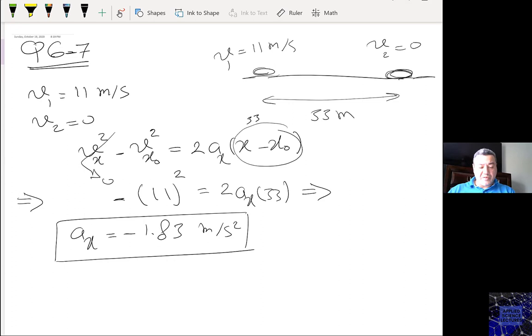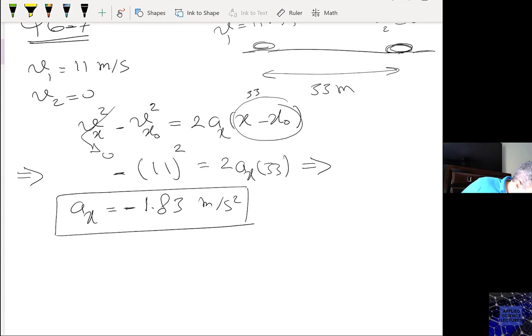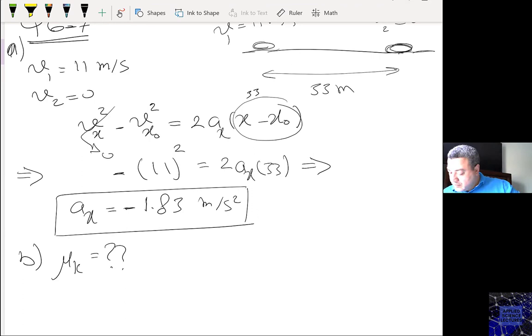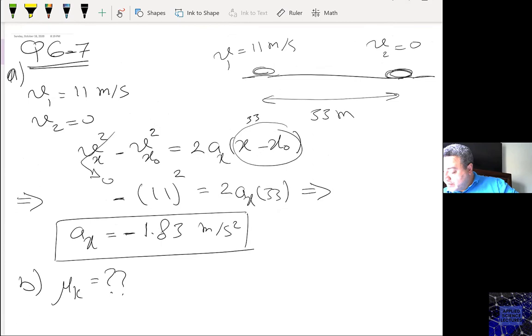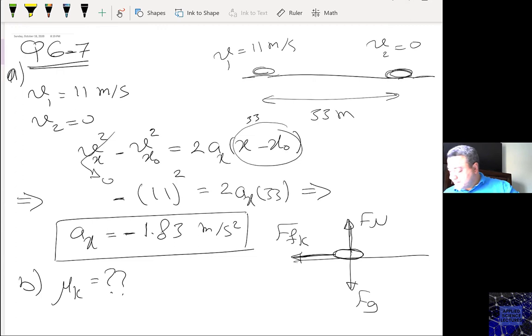The second part of the question is, what is the coefficient of the kinetic friction between the puck and the ice? So this is A, this is B, I need mu k. If I need mu k here, I need to look at this puck and the forces that are applied on this puck. So this is Fg, and we have here the friction Ffk. We know that the acceleration is in this direction.